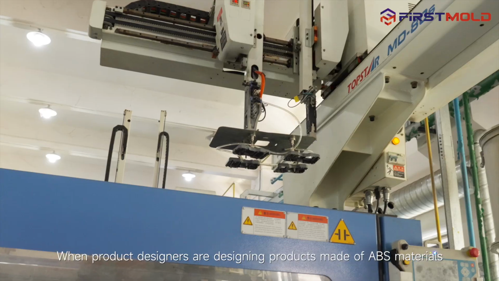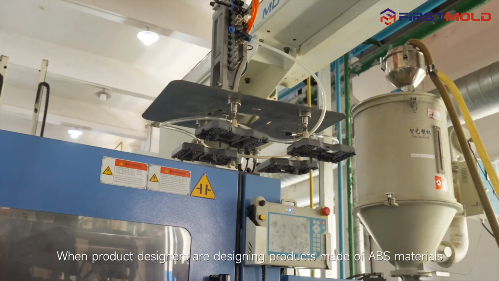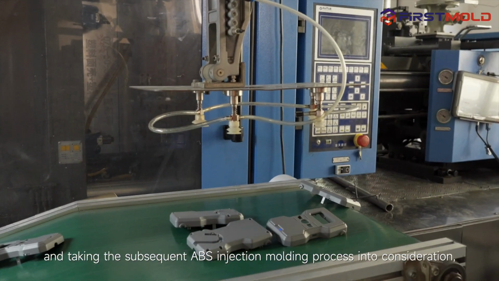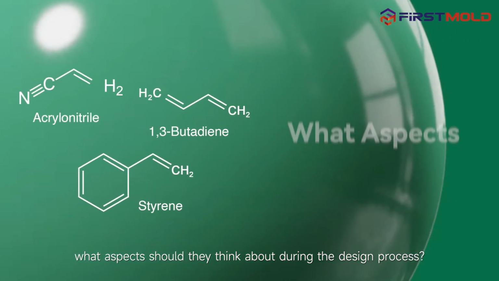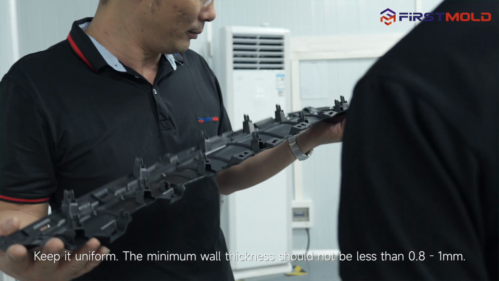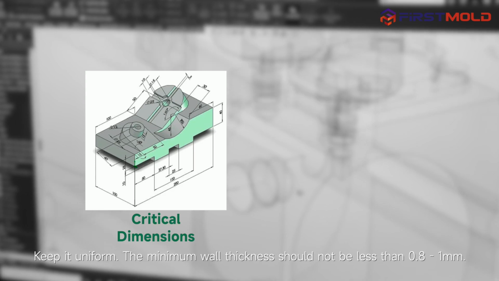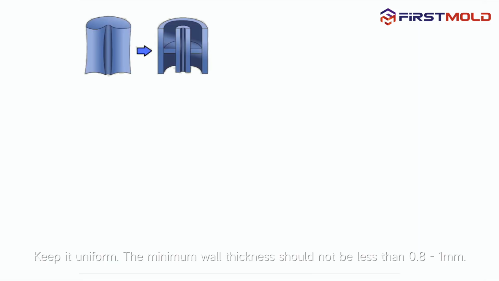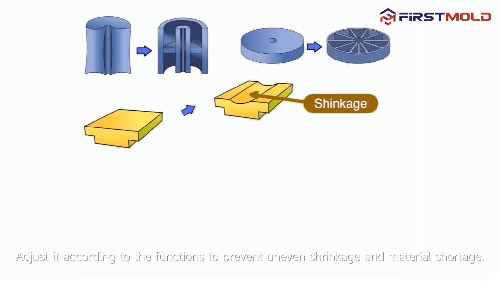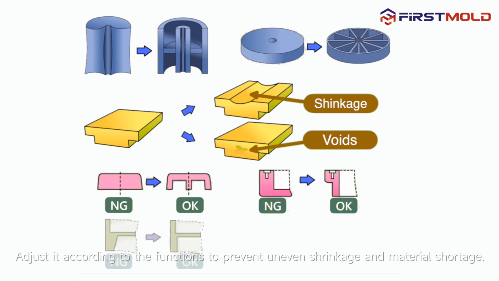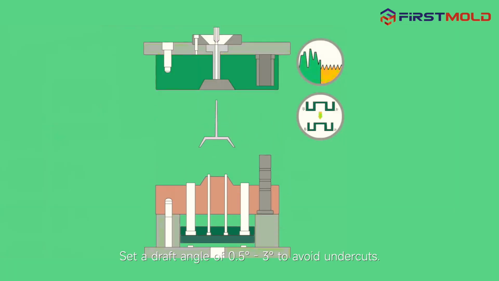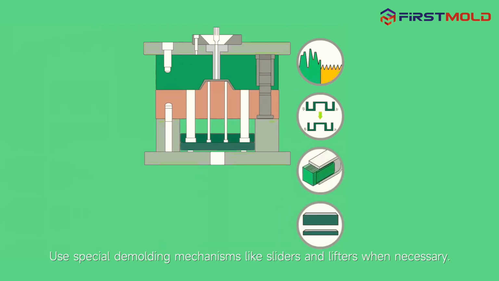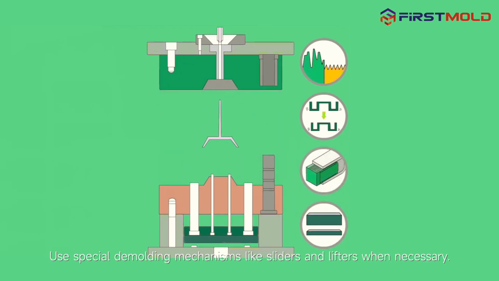When product designers are designing products made of ABS materials and taking the subsequent ABS injection molding process into consideration, what aspects should they think about during the design process? Keep the wall thickness uniform. The minimum wall thickness should not be less than 0.1 millimeters. Adjust it according to the functions to prevent uneven shrinkage and material shortage. Set a draft angle of 0.5 to 3 degrees to avoid undercuts. Use special demolding mechanisms like sliders and lifters when necessary.